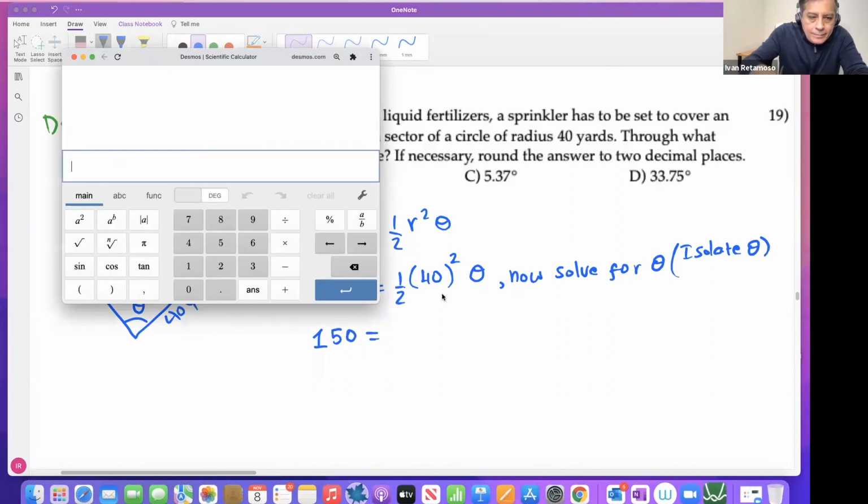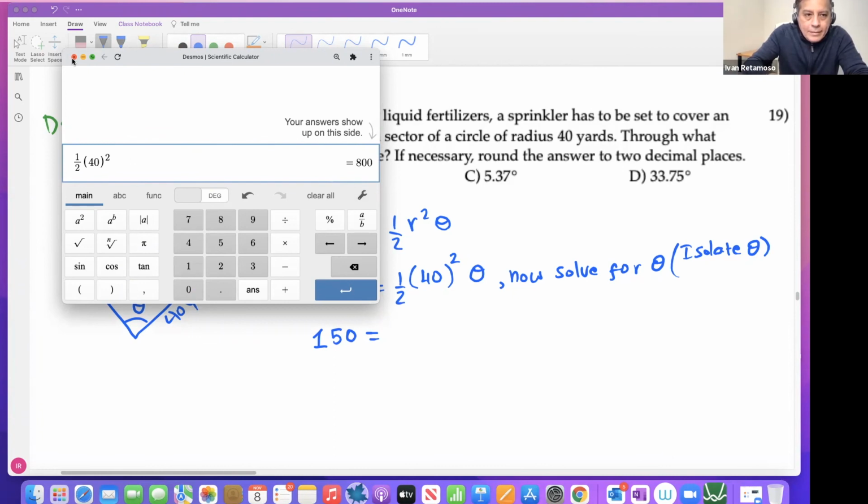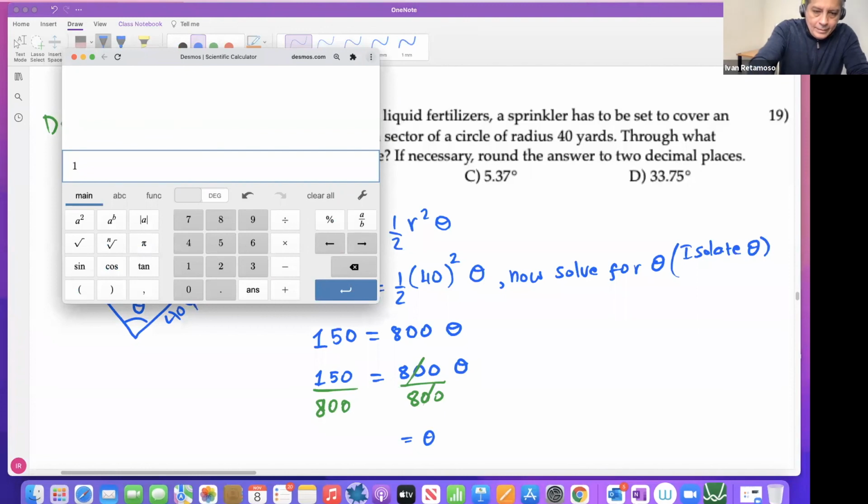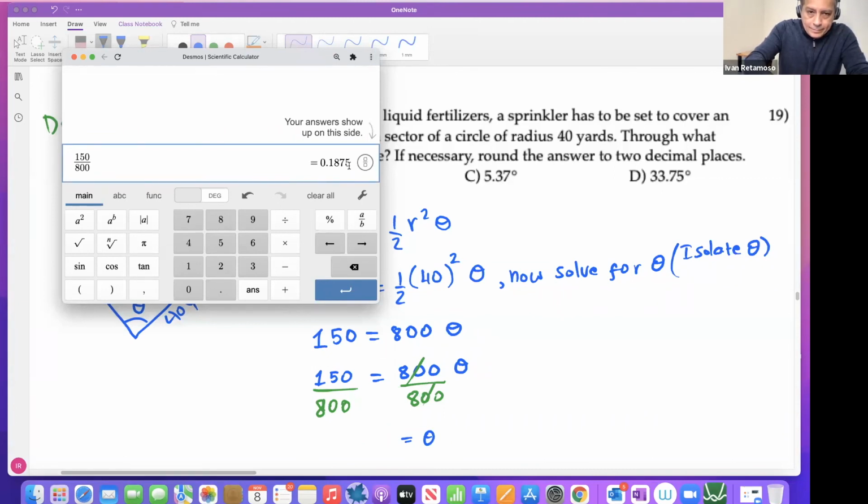Let's calculate that. 1/2 times 40 squared, right? That's 800. So 800 times theta, right? Next, let's divide both sides of our equation by 800, right? And that should give us the value of theta in radians, okay? This cancels. Theta equal to 150 over 800, okay? 0.1875, right? Let's write it as it is.